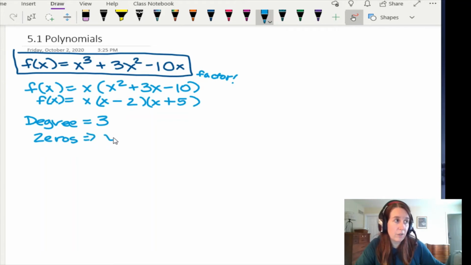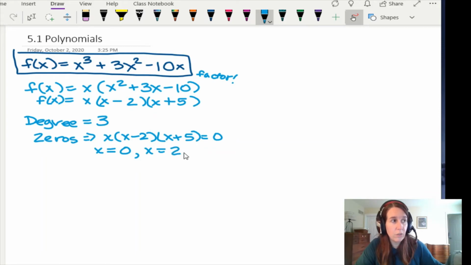So we're going to do x times x minus 2 times x plus 5, the function, and we're going to set it equal to 0. That will create our zeros. So that's why we wanted factored form. Notice that these 3 zeros are x equals 0, x minus 2 equals 0, so x equals 2, and x equals negative 5. What I'm doing is setting each factor equal to 0 to find out what number would make the whole equation 0. So I have 3 zeros: 0, 2, and negative 5.